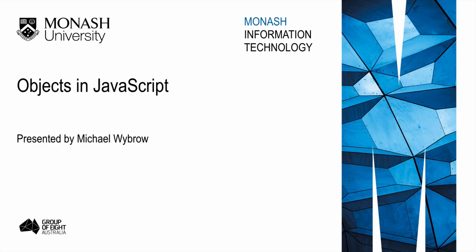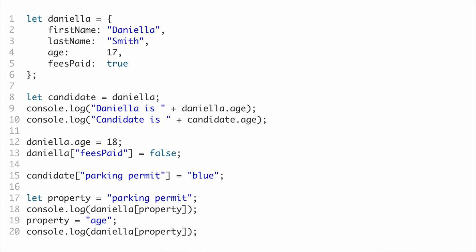Hello, in this video we're going to examine objects in JavaScript. This example demonstrates the use of objects. Let's start out by looking at line 1. Here we can see we declare a variable and have an assignment operator.